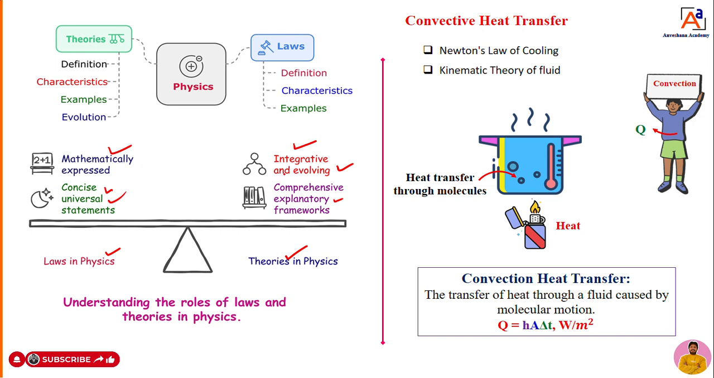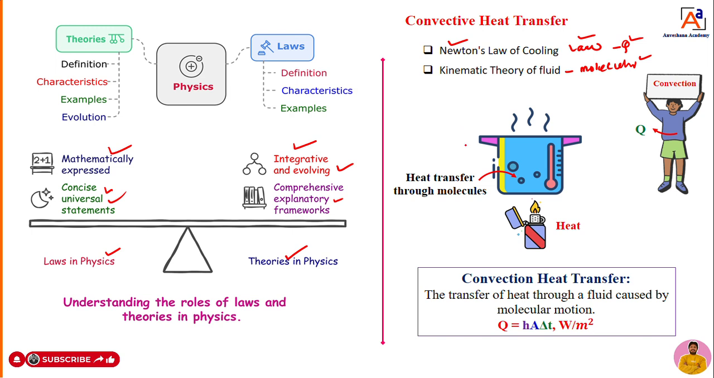Okay, fine. To better understand theory and law, I will take one live example from our day-to-day life. Newton's law of cooling is what? A law. Kinetic theory of fluid: heat is getting transferred, why? Because of molecular motion. You are telling the reason why the heat is getting transferred, that is theory. Heat is getting transferred, that is a law. That too, the heat transfer is represented by Q.